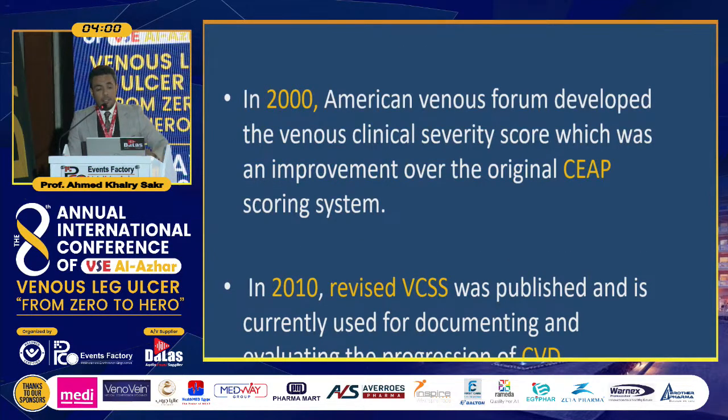In 2000, the American Venous Forum developed the venous clinical severity scoring system, which was an improvement over the original CEAP scoring system. In 2009, the revised venous clinical severity scoring was published, and it's currently used for documenting and evaluating the progression of chronic venous dysfunction.